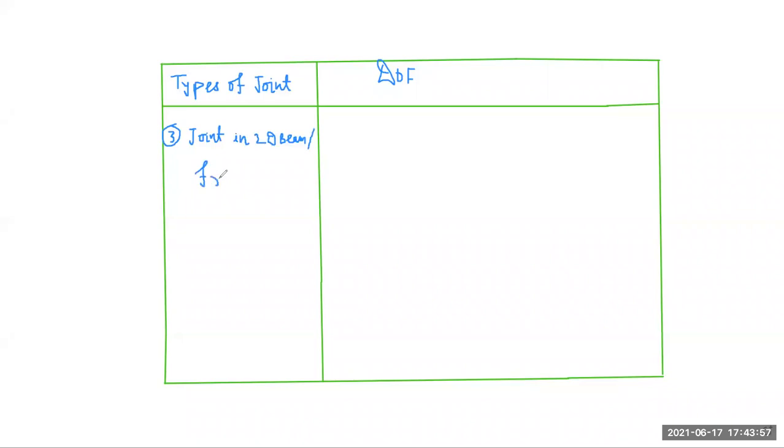So how many possible degrees of freedom will be available at a joint in case of a 2D beam or a frame? Can anyone say? Sir, 3. Okay, someone is saying 3. So 3 is the right answer. 3 possible degrees of freedom will be permitted. One is your delta x.